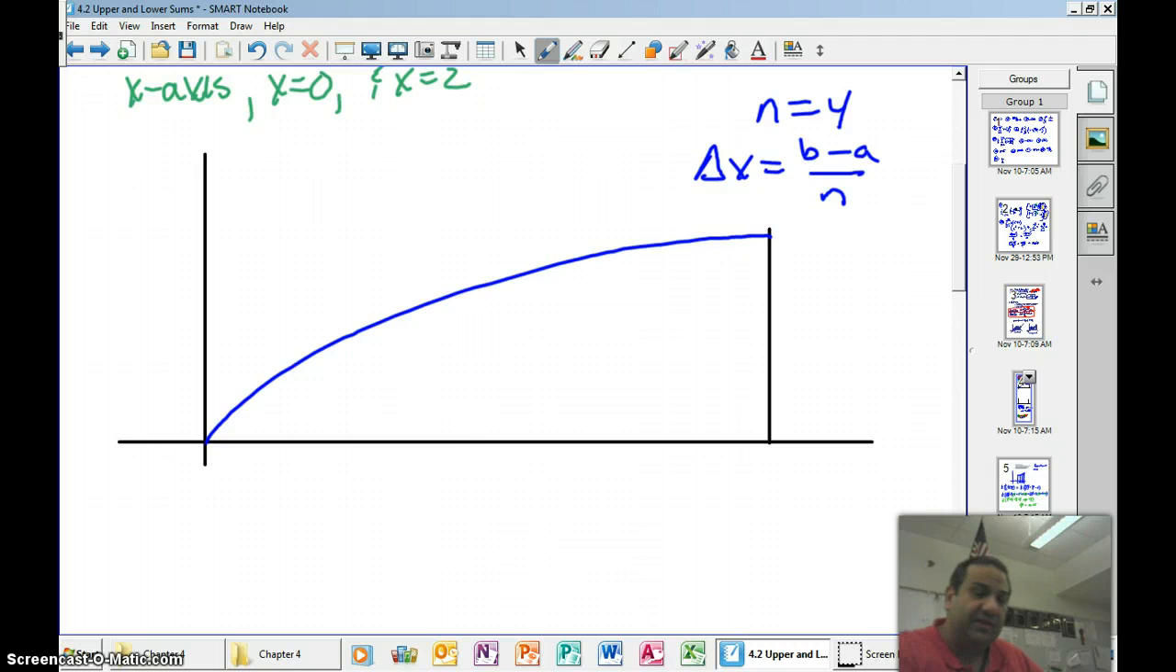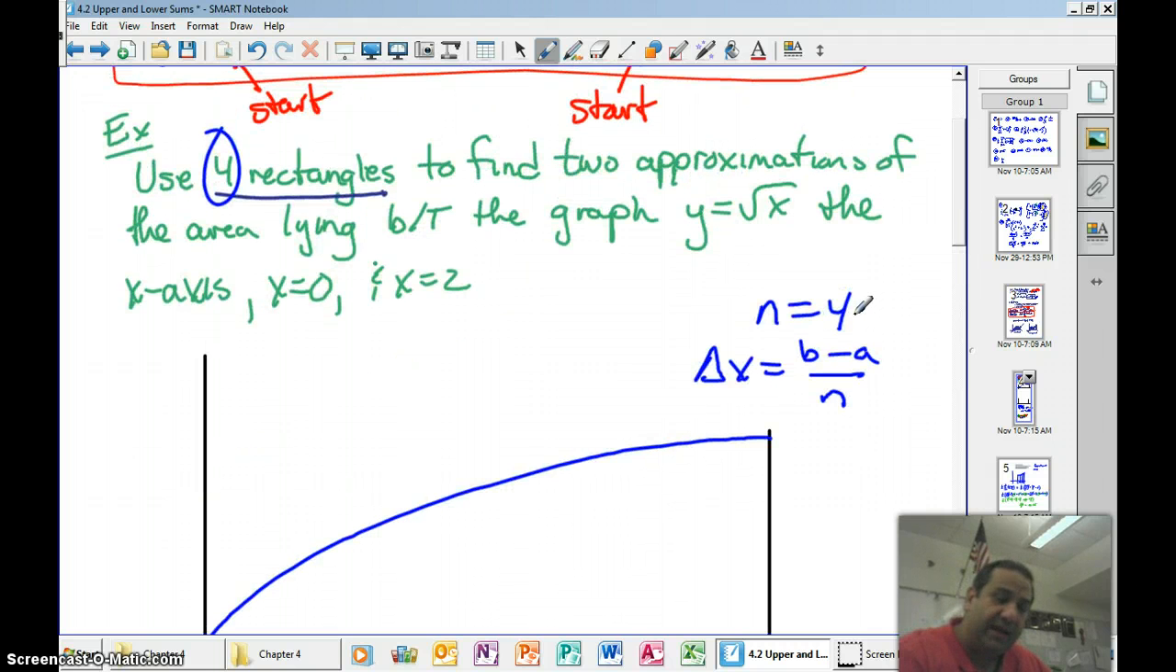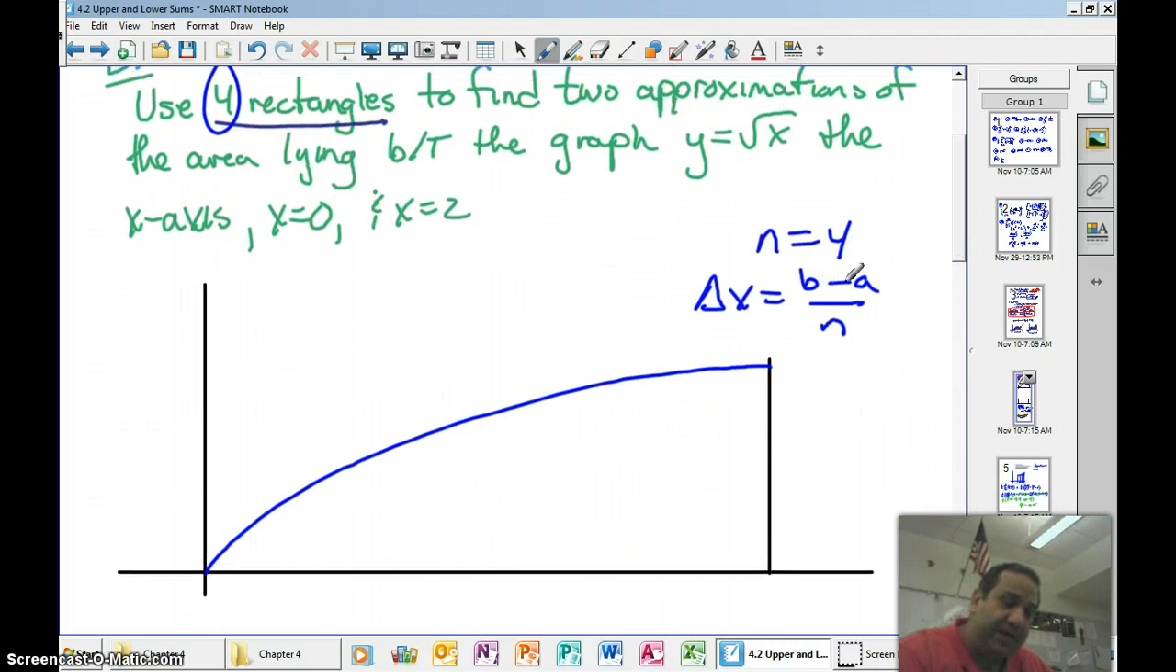Okay, and it told me n was 4. We want 4 rectangles. So we're going to have b is 2, a is 0. So it's going to be 2 minus 0 divided by 4, so delta x actually equals a half.